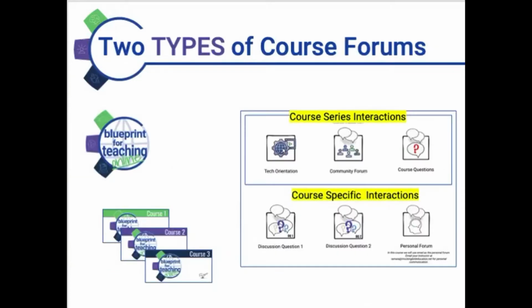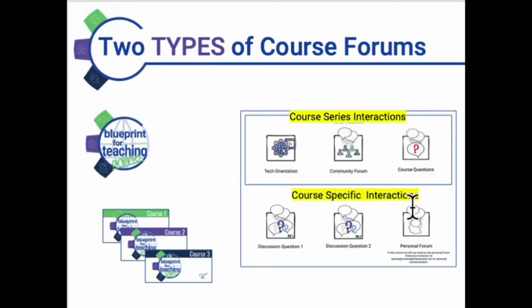On our course forum page, we will see that there are two kinds of course forums. In the Blueprint for Teaching Online, this is a 3-course series. When you see the course series interactions, these are the discussion forums that go through the entire course series, which means that it's the same discussion forum that is present in course 1, 2, and 3. Those are the course series forums.